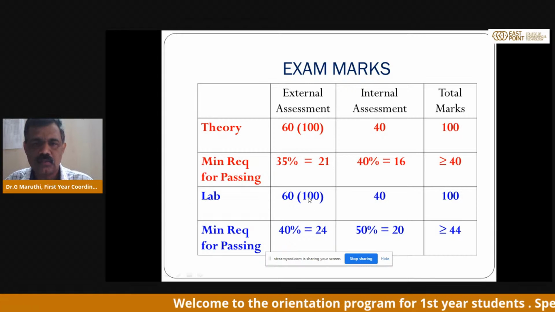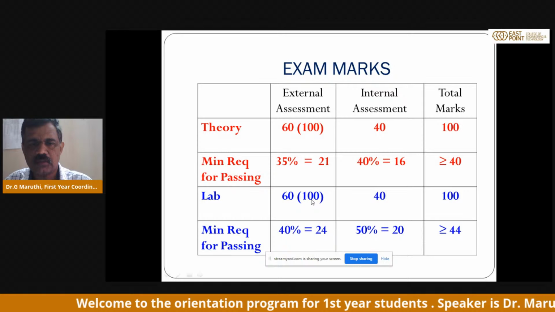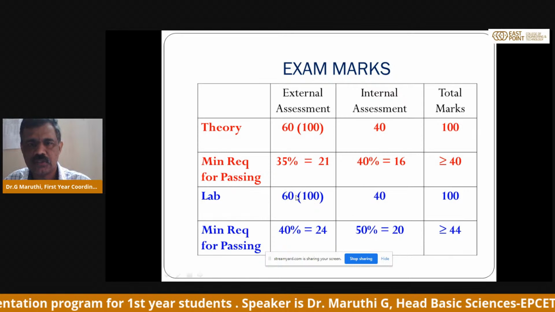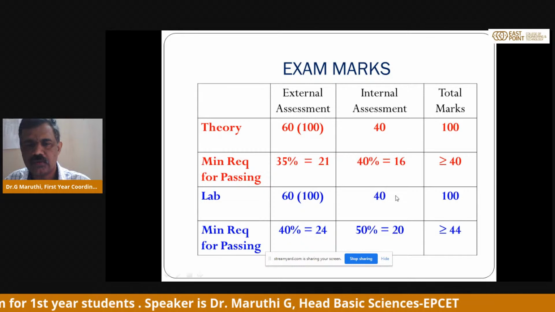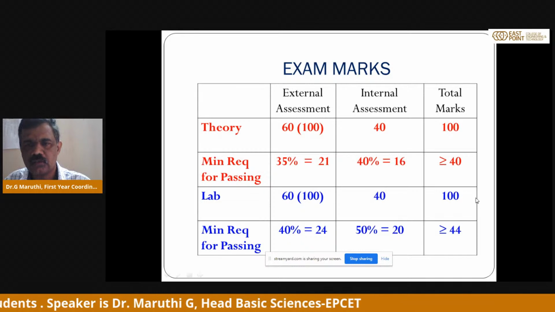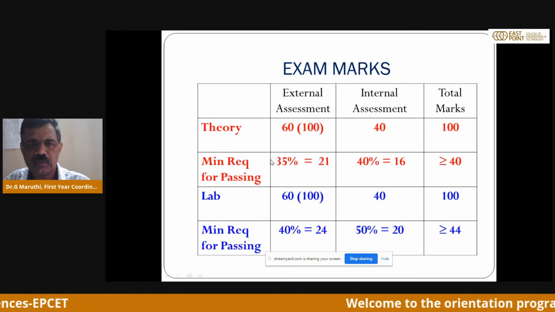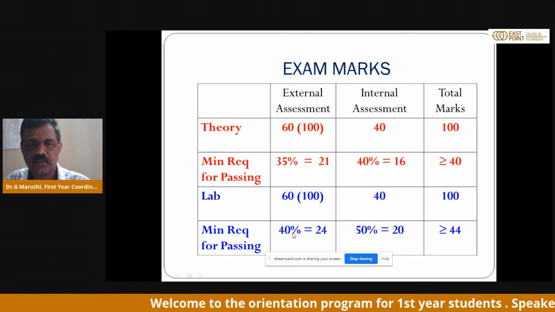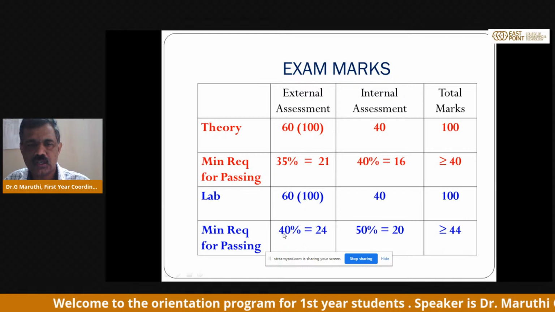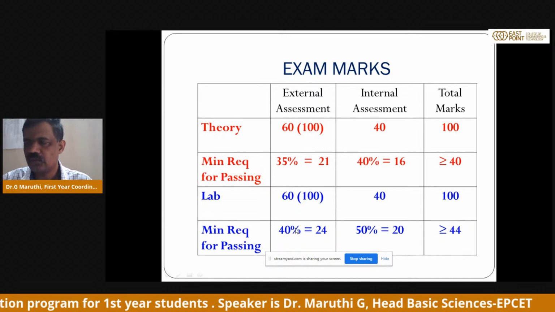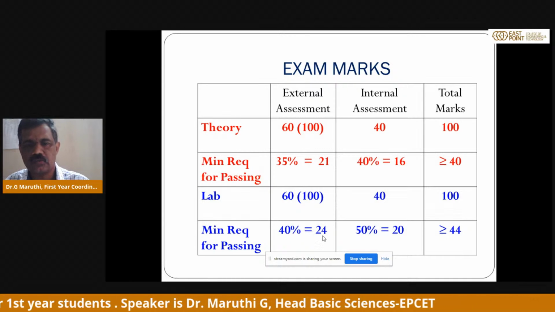Similarly, in the lab also, here also we conduct exam for 100 marks, but later on it will be reduced to 60 because external assessment will be for 60 and internal assessment will be for 40. So again, here also total marks will be 100. But here see the minimum requirement for passing. In the theory, it is 35%, but in the lab, it is 40%. It is not 35. So therefore, you have to score at least 40% of the 60. 40% of the 60 means it is 24.